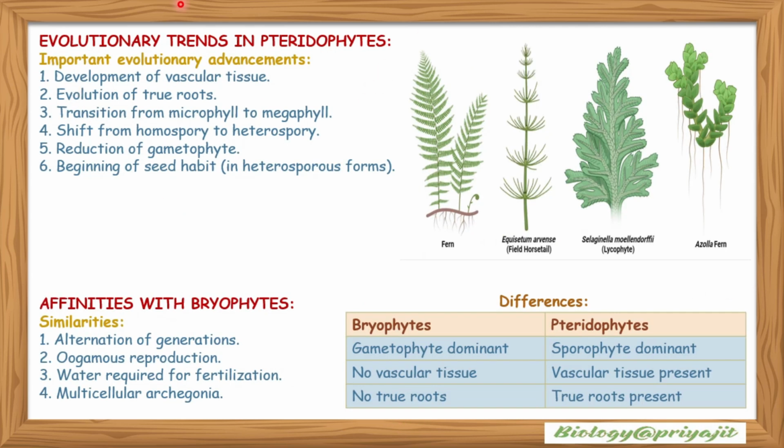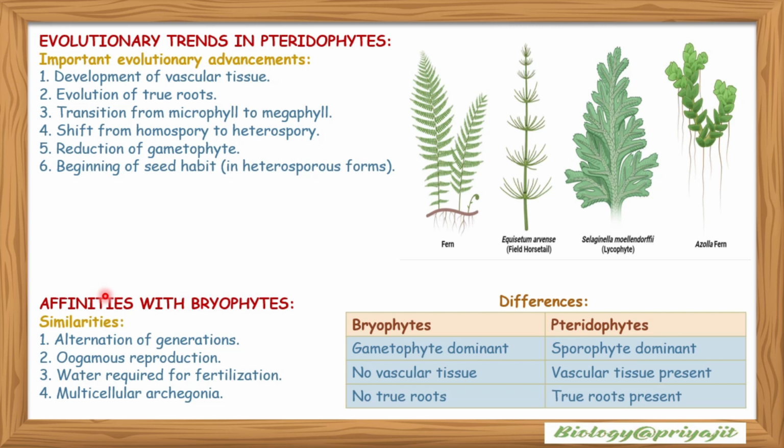Evolutionary trends in pteridophytes. Important evolutionary advancements: the development of vascular tissue, evolution of true roots, transition from microphyll to megaphyll, and a shift from homospory to heterospory. Reduction of the gametophyte and the beginning of the seed habit, which is found in heterosporous forms.